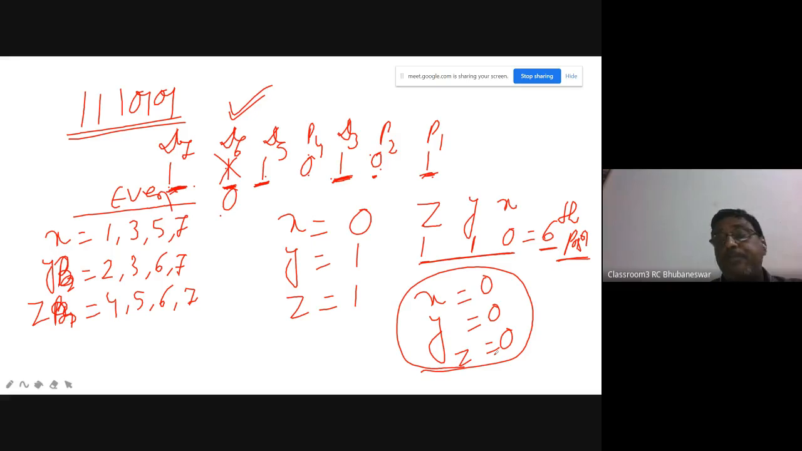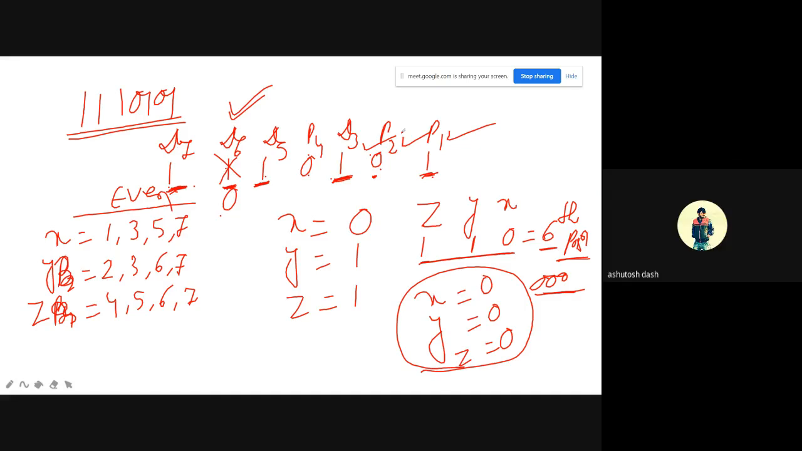Because if you find the position, Z, Y, X will be 0, 0, 0. But in our discussion, there is no 0 position. We are starting with position number 1, 2, 3. Understand? So if X, Y and Z are all 0, then there is no error. All these things were developed by the scientist Hamming, and accordingly it is known as the Hamming code. Clear? Yes, sir. Okay.